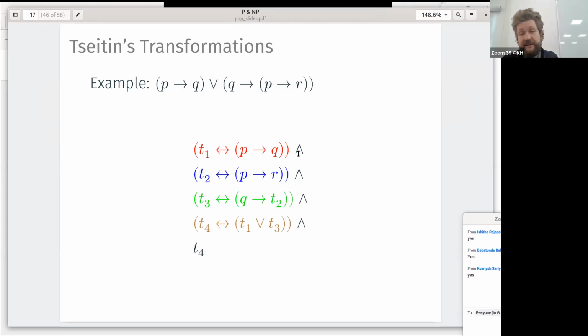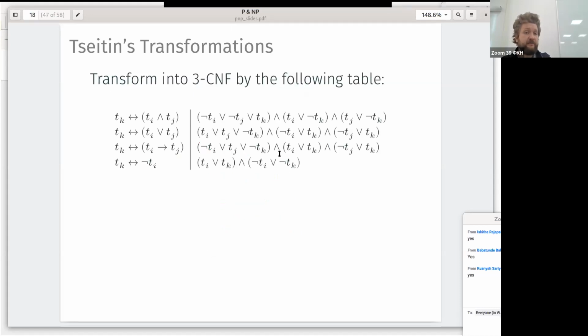So exactly here we have a conjunction of formulae, and in each formula we have three variables, but it is not a disjunction. It's rather an equivalence. And here is T4 with just one. Okay. And now we transform it into 3CNF just equivalently. So there's no more adding new variables or equisatisfiability tricks. It's just equivalence. It's done by the following table.